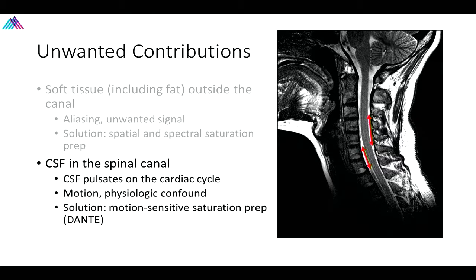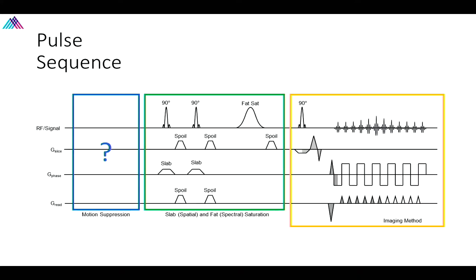And there are ways to regress these signals out in post-processing, but it could be even better, and it likely is even better, to just not acquire the CSF signal, to reject it at the acquisition stage. So using the same general idea of a preparation module for selective saturation, we want to insert some module into our sequence to reject this moving cerebrospinal fluid.